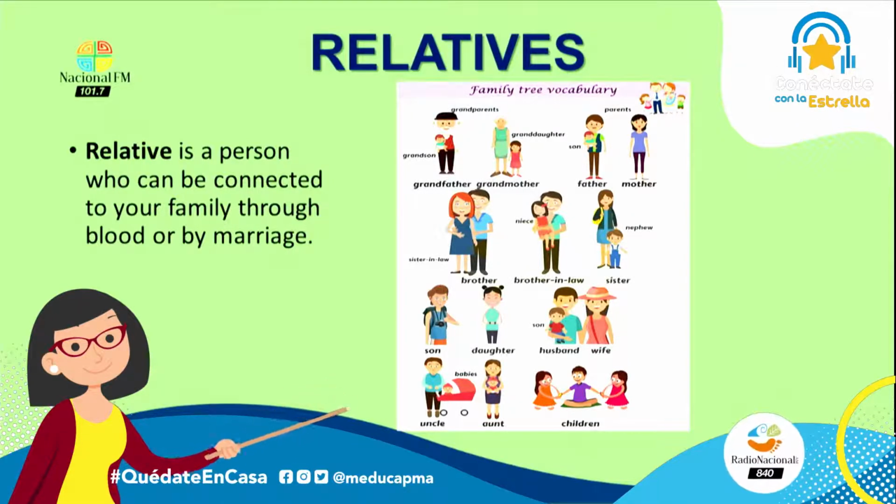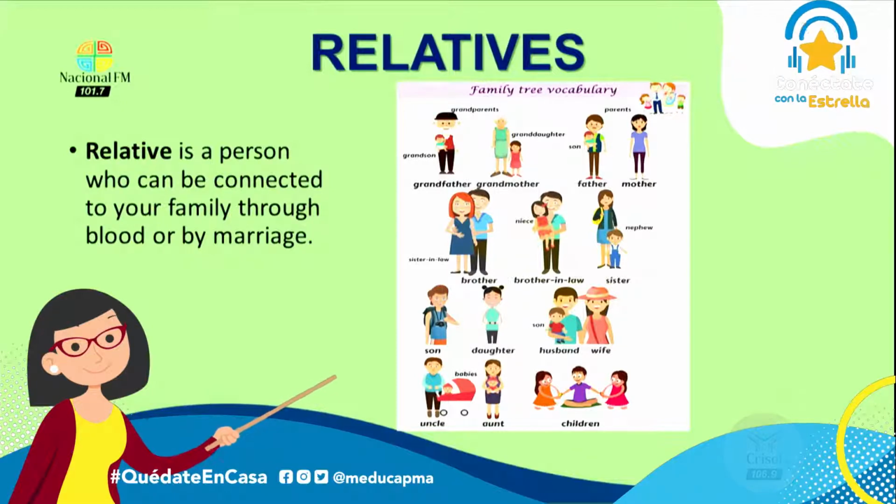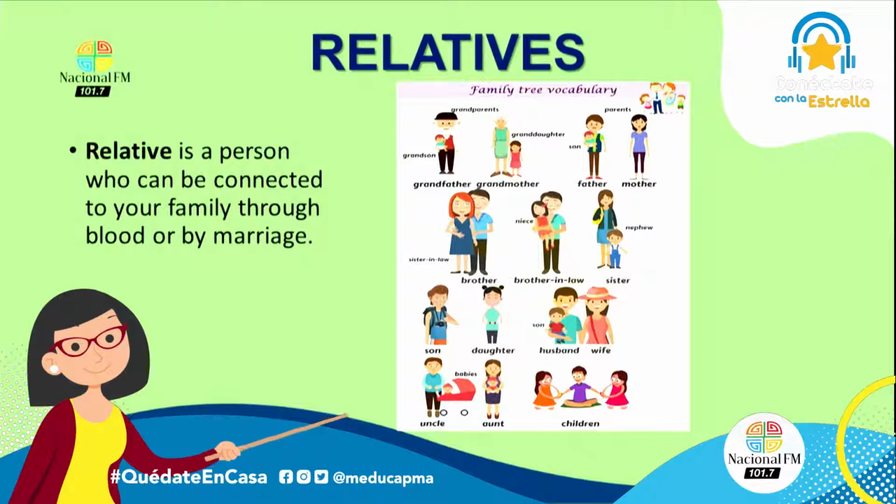Also, when our parents have sisters and brothers, they become our uncles and aunts. Uncle for a boy, tío, aunt, tía. So these are words that can help you to understand or to call relatives, para poder hablar sobre los parientes.